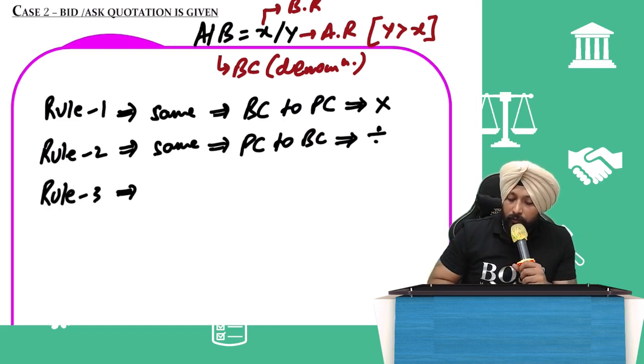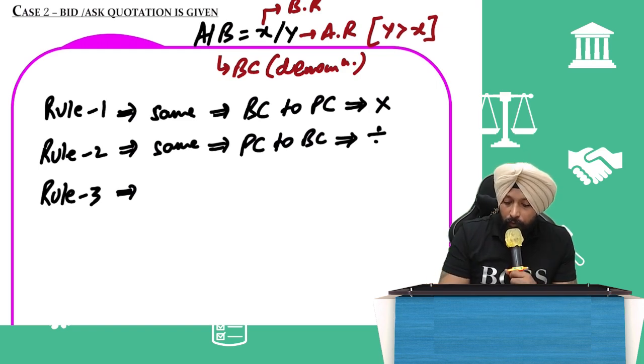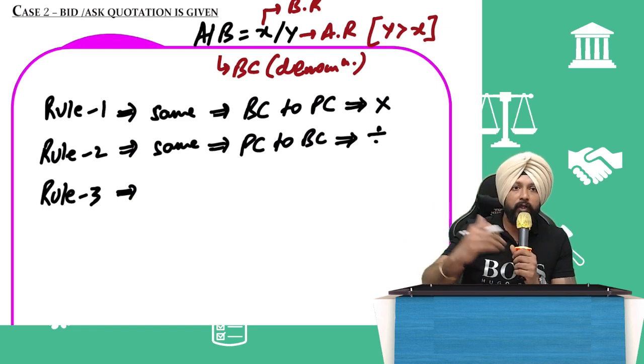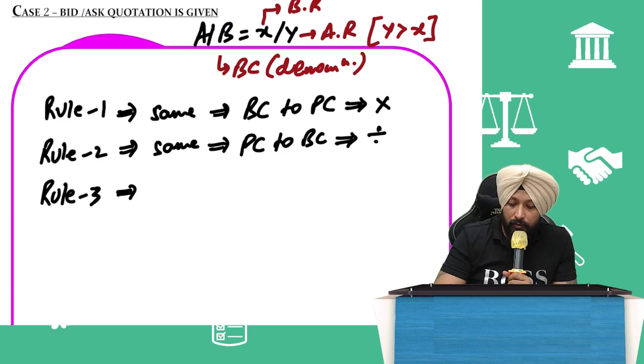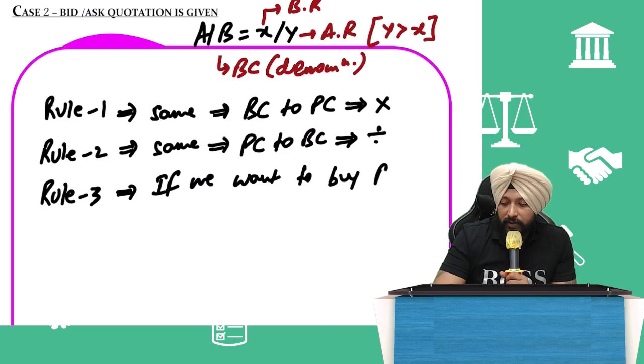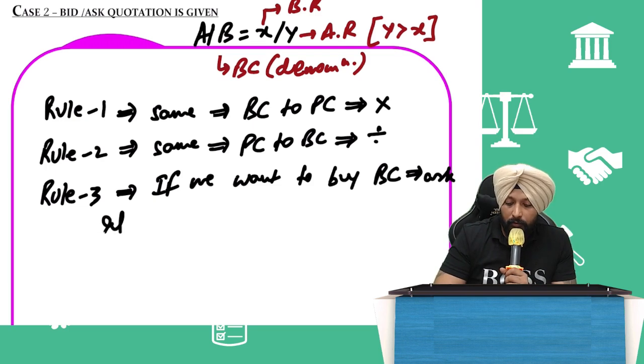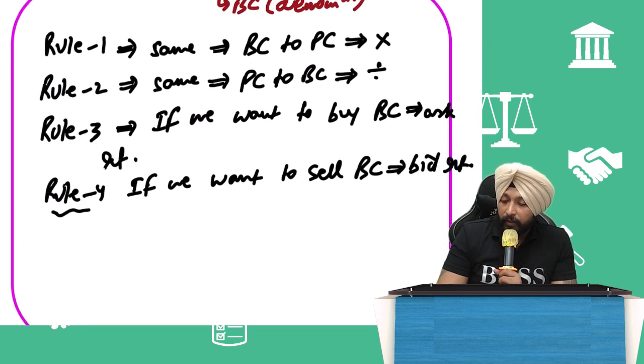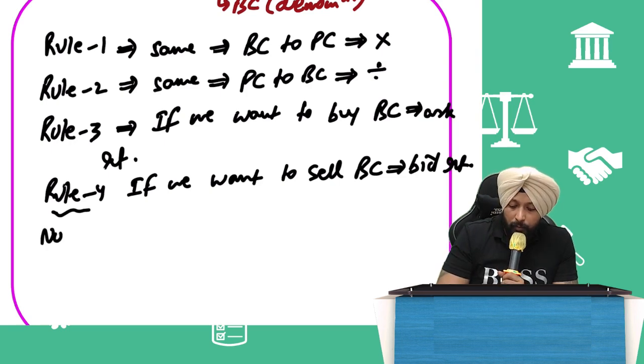Rule 3. Now, rule 1 and 2 will remain the same. Now the question is whether to use bid rate or whether to use ask rate, which we have already discussed. If we want to buy the base currency, ask rate. Rule 4, if we want to sell the base currency, then you sell at a lower rate, which is bid rate. Okay. So I'm giving you 2 notes over here.